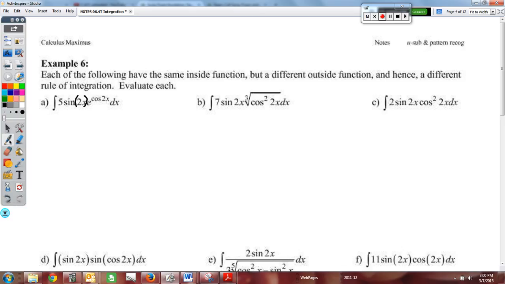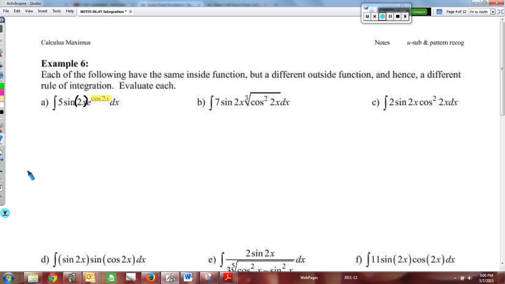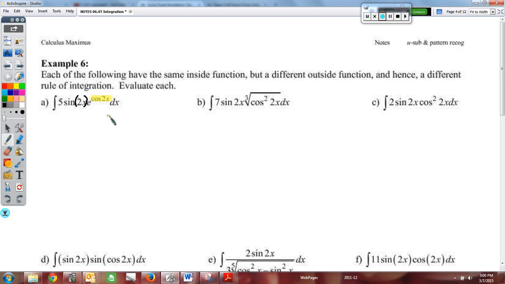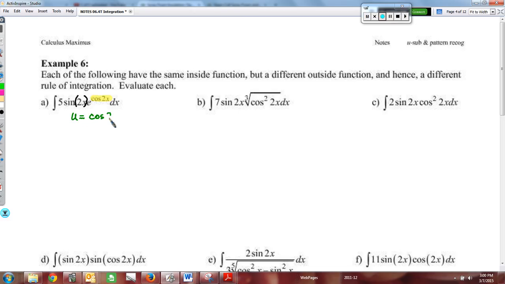So what you're going to recognize is you have to identify an inside function, and I'm going to identify that as my inside function. Because we're new at this, let's at least write the u down. If I let u equal cosine of 2x, my du is going to be the derivative of cosine, which is negative sine, of 2x, and then I have a chain rule problem, so I have times 2.